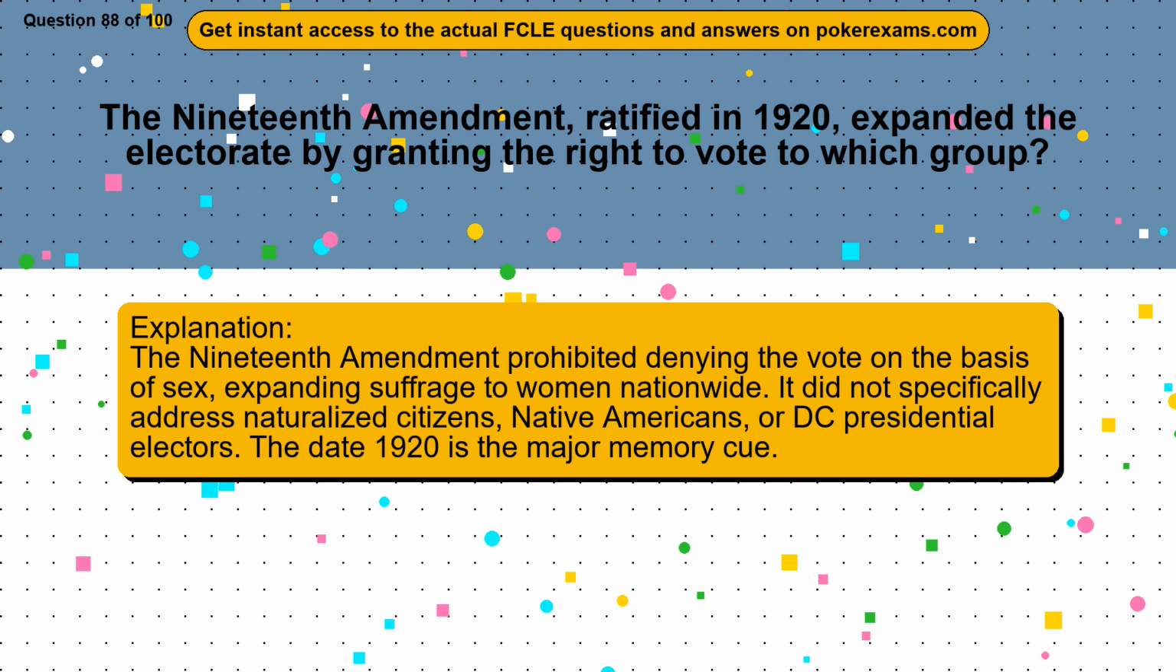The 19th Amendment prohibited denying the vote on the basis of sex, expanding suffrage to women nationwide. It did not specifically address naturalized citizens, Native Americans, or D.C. presidential electors. The date 1920 is the major memory cue.